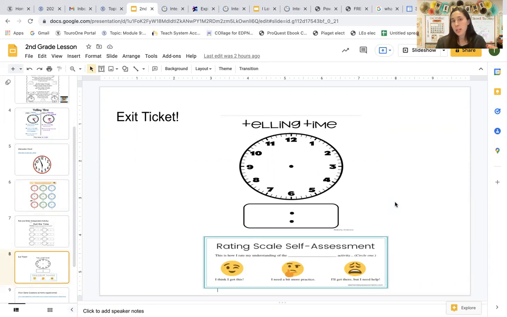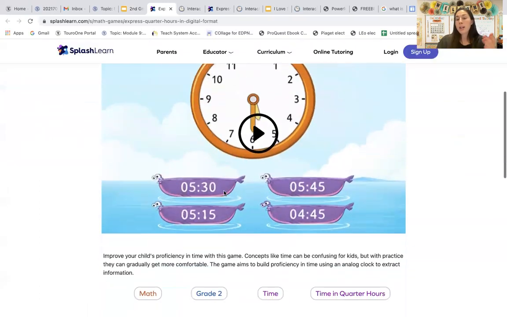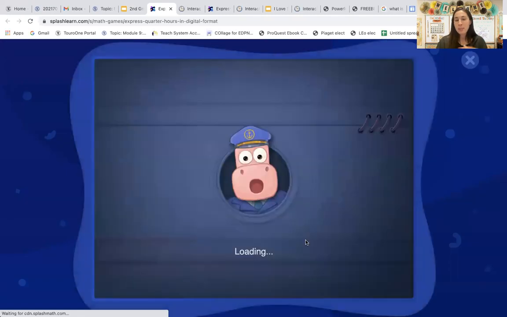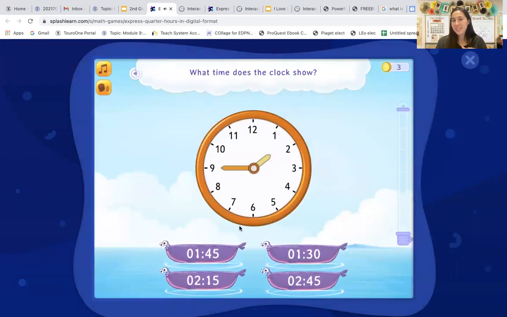So I think this is a good way to do it so that A, it's written down, but B, they don't feel pressured by their peers if they feel like, oh, why am I the only one not getting it? In terms of enrichment, this is a math games website. So they can go on at home, or if we have more time at the end, they can go through and play the game. It's just loading right now, but it shows you a time, and then you're able to select what time the clock shows.